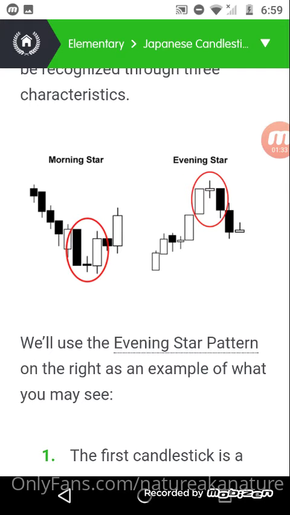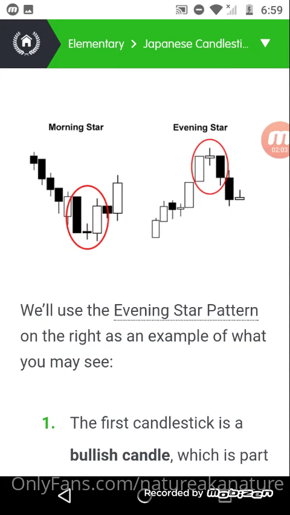Morning star you'll find at the end of a downtrend, which is a reversal for an uptrend. And you'll find an evening star, evening going to night, morning going to day. The sun is going up in the morning, the sun is going down in the evening. That's how I kind of remember it. So morning star is going up, evening star is going down. Downtrend for morning star, uptrend for evening star. We'll use the evening star pattern on the right for this example first.